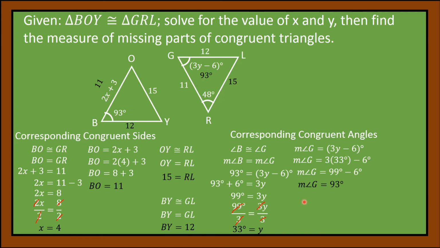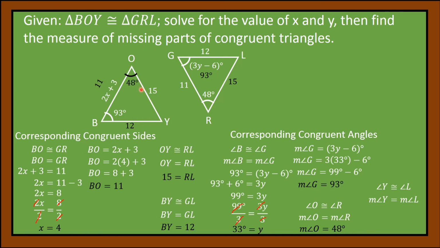So, another corresponding congruent angle. We have here angle O is congruent to angle R. So, this is our O and this is our R. So, the measure of angle O is equal to the measure of angle R. So, it means that angle O is equal to 48 degrees, the same as the measure of angle R. And the last one, angle Y is congruent to angle L. So, whatever the measure of angle Y will also be the measure of angle L.